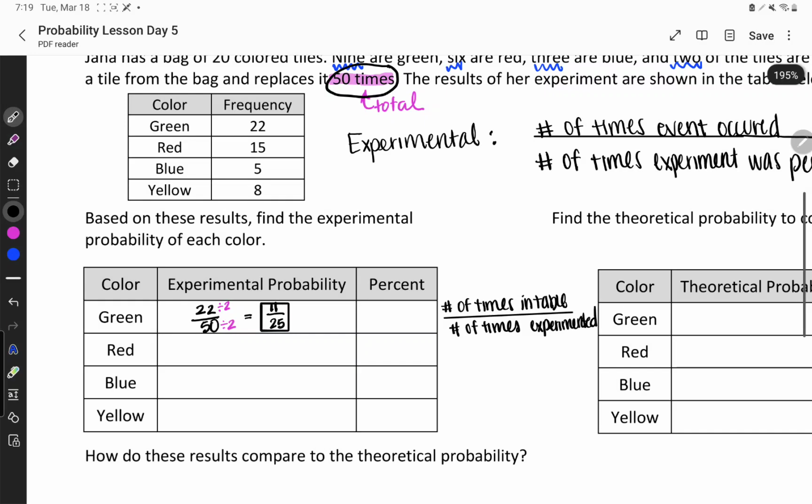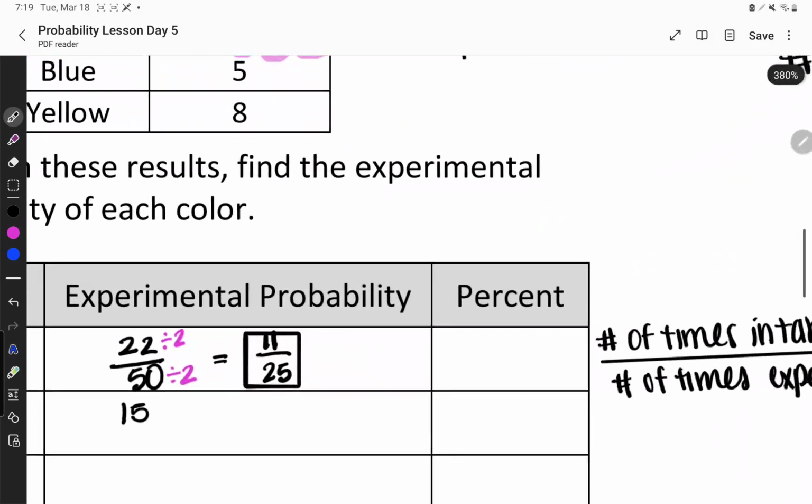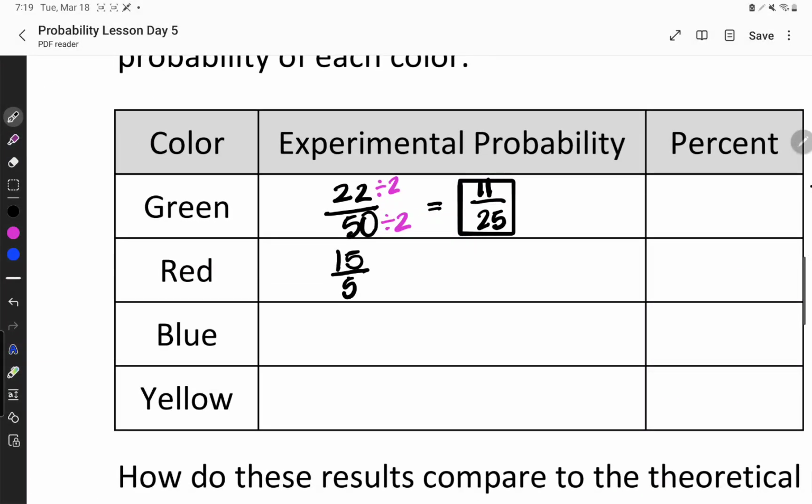For the red, I would first go to the red part of this right here, and I would see that red's been done 15 times. So I would do 15 over how many total times the experiment has been performed. So that would be 15 over 50. 15 ends in a 5 and 50 ends in a 0, which means that both of these are divisible by 5. 15 divided by 5 is 3, and 50 divided by 5 is 10. So we have 3 over 10.